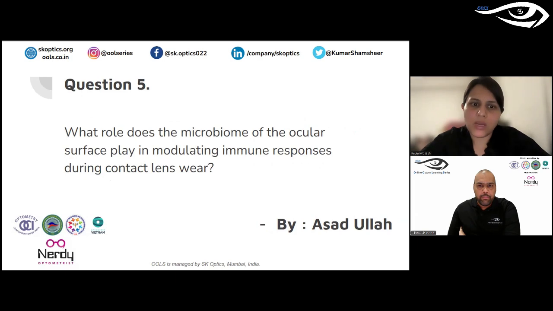Yes, so we are monitoring this. From the people in the 2 hour contact lens studies, we have collected samples and we have collected their tears as well. So we are analyzing what changes are occurring in the tear inflammatory markers, neuromediators, and the microbiome of these cells. So we will have this answer.